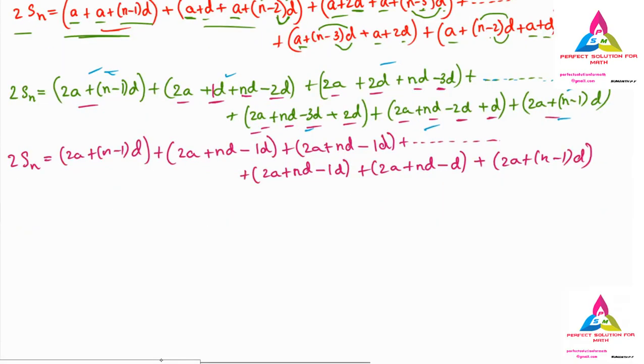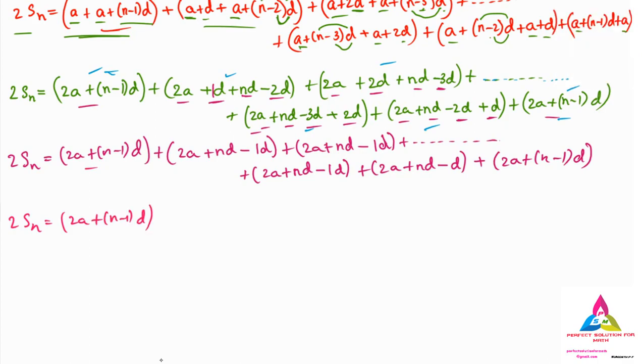Coming to the next step, here we have to write 2 times Sn, then we have that same thing 2a plus n minus 1 into d, and here you can see the same thing, I can write down 2a as it is, but here what I will do, here you can see d is common in both.